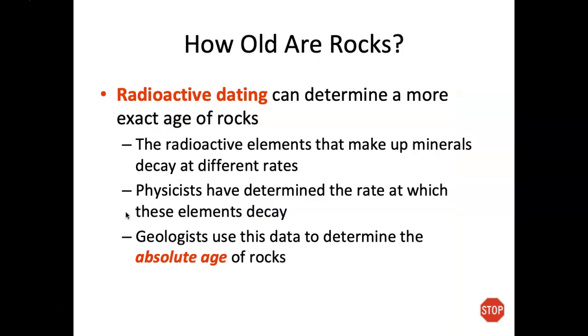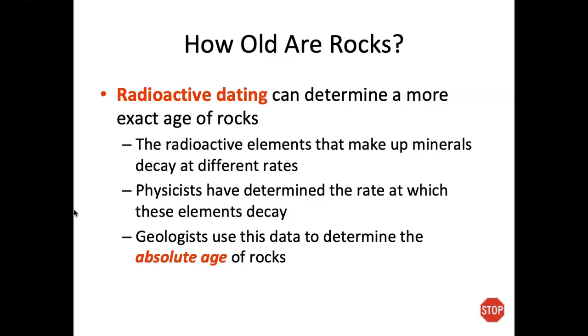The other type of dating rocks is known as radioactive dating, which can help determine a more exact age of that rock. So what we know about elements is they go through radioactive decay, and as those minerals within the rocks go through this decaying process, it happens at different rates. So physicists have determined that they can actually identify the rate at which these elements are currently decaying and then give us a more precise age of that rock.